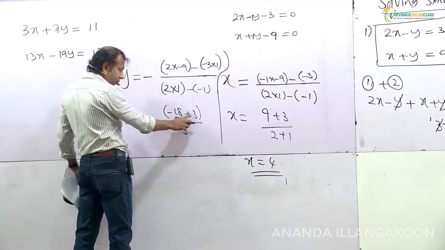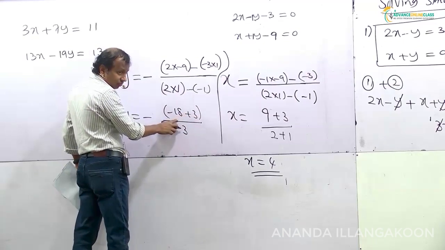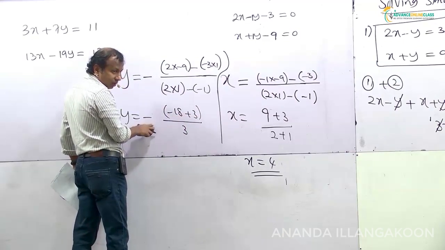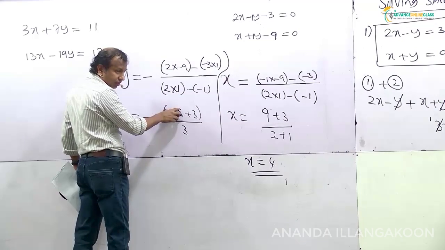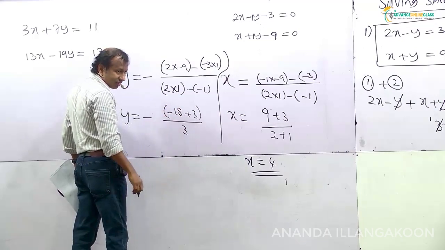What is this? Minus 18 plus 3? Minus 15. That minus and this minus plus. Plus 15 by 3. What? 5.